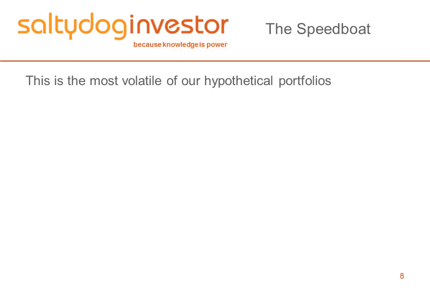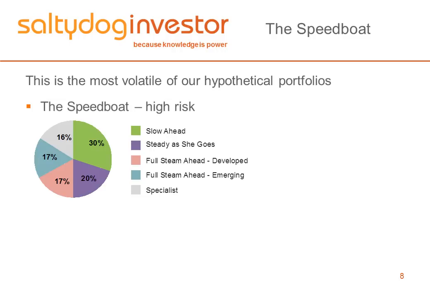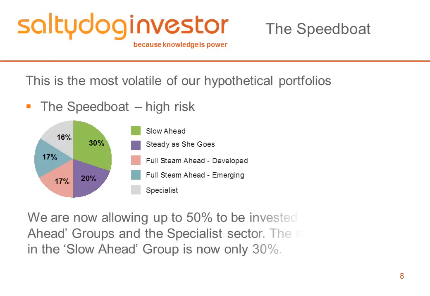Finally, we have the speedboat. This is the most volatile of the three portfolios. As before, we have shown it at its most aggressive, where it has only 30% invested in the slow ahead group, 20% in the steady as she goes group, and 50% split across the full steam ahead groups and the specialist sector. We are now allowing up to 50% to be invested in the more volatile full steam ahead groups and specialist sector. The minimum required in the safer slow ahead group has been dropped to 30%.